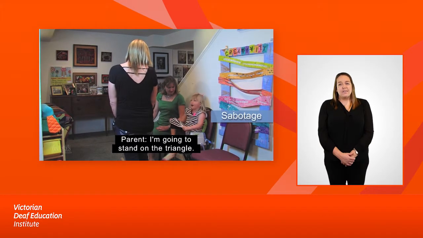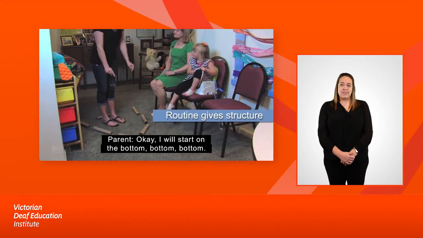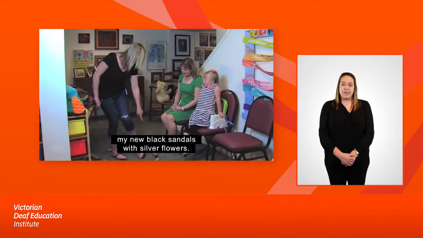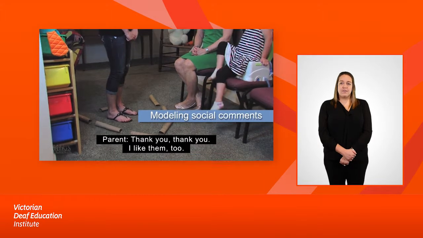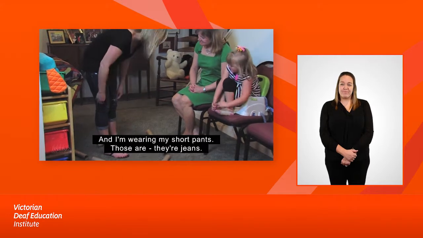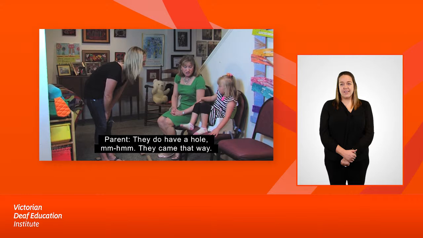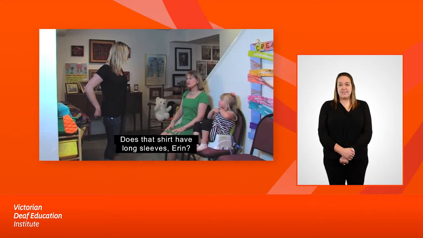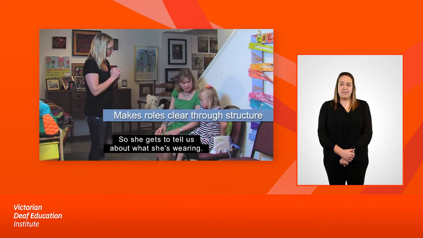I'm going to stand on the triangle. No, stand in the triangle. In the triangle. You're right. Start on the bottom, bottom, bottom. Okay, I will start on the bottom. What are you wearing today? I am wearing my new black sandals with silver flowers. Those are really neat sandals. I like those a lot. They're fancy. Thank you. I like them too. And I'm wearing my short pants. They're jeans and they're called capris. They have a hole. They came that way. I like those capris. Thank you. And a black shirt. Wait a minute. Does that shirt have long sleeves, Aaron? No, short. Yeah, Mom's talking now because she's in the triangle, so she gets to tell us about what she's wearing.